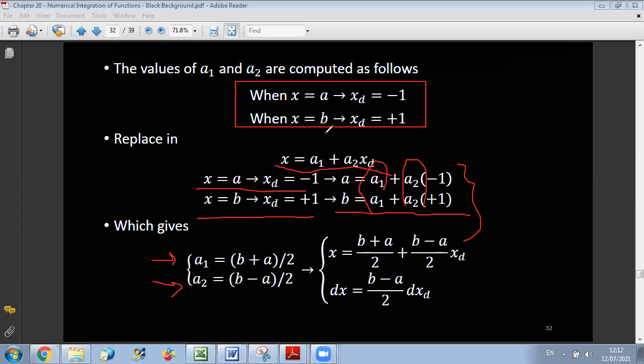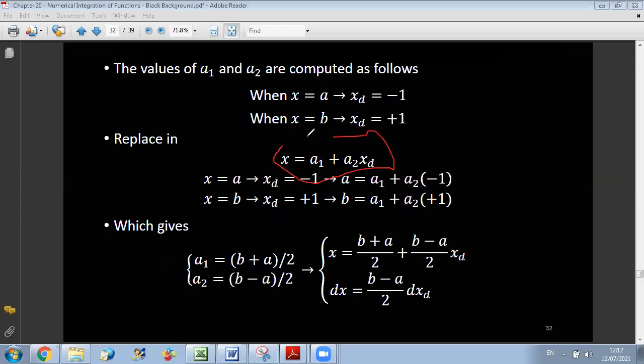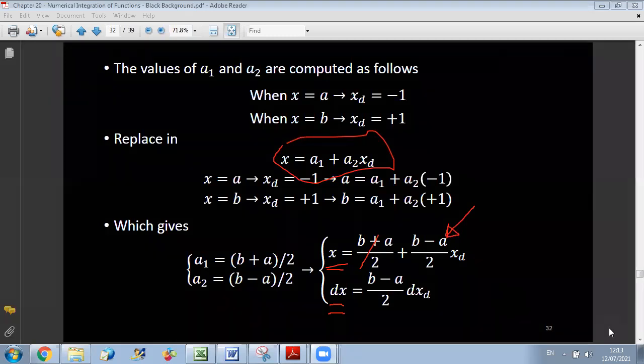Then by replacing a1 and a2 by their values in the transformation equation, x should be replaced by b plus a over 2 plus b minus a over 2 times xd, while dx is equal to b minus a over 2, which is a constant, times dxd. And now, after performing this change of variables, we end up with the evaluation of an integral between minus 1 and 1.